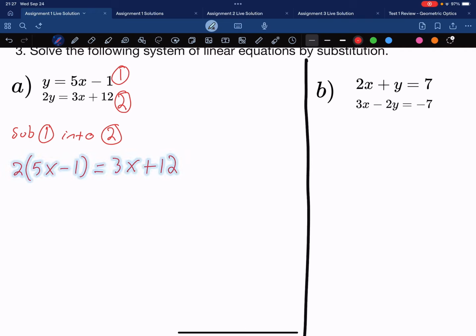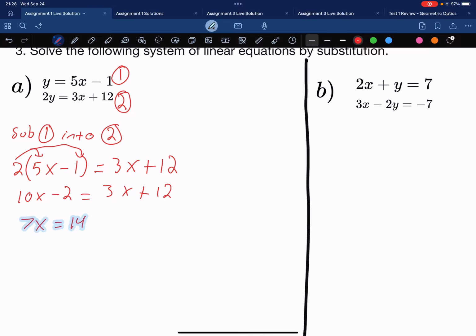So first I'm going to expand those brackets. I will get 10x minus 2. Remember that 2 goes to everything in the brackets. And I did not do anything to the right-hand side. Now I'm going to bring my x's over to the left, and I'm going to bring my whole numbers over to the right. So I'm going to subtract both sides by 3x, and I'm going to add 2 to both sides at the same time here. So I'm going to be left with 7x equals 14.